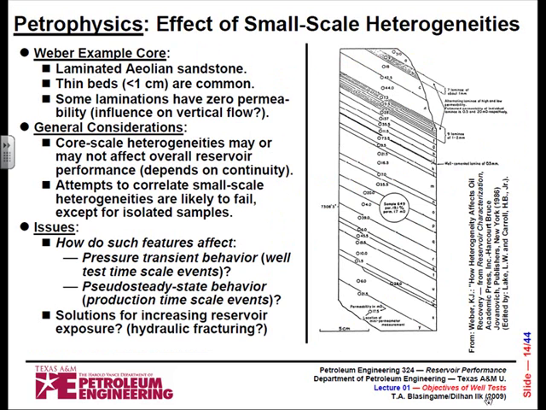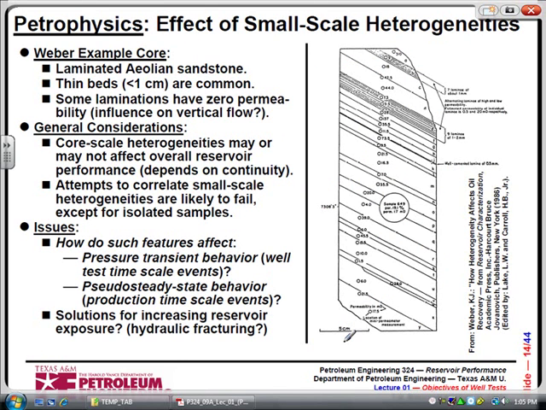I'm going to jump through these, and you can come back and take a peek because the homework will include this. And we're going to talk now about small-scale heterogeneities. How far is 5 centimeters? It's 2 inches. Okay. So this is approximately 4 inches, standard core.